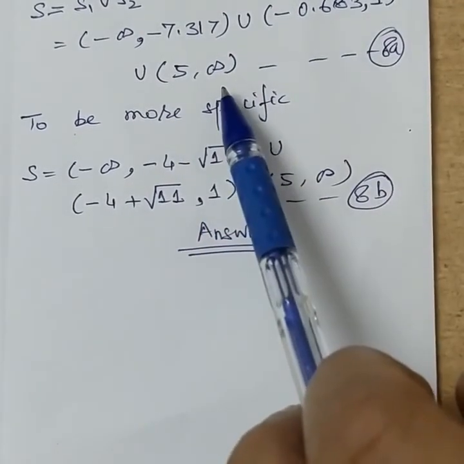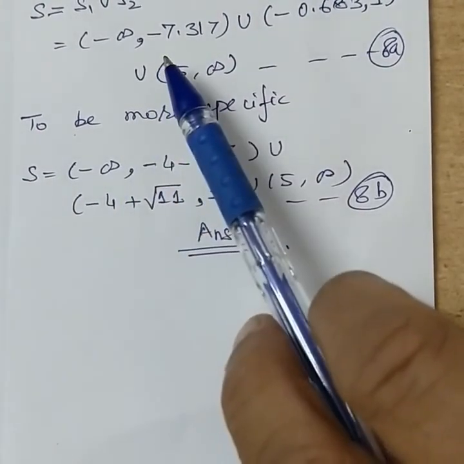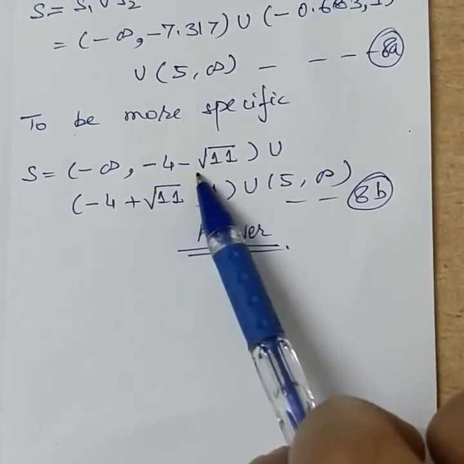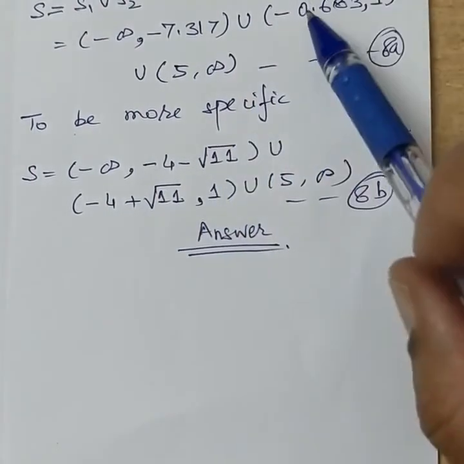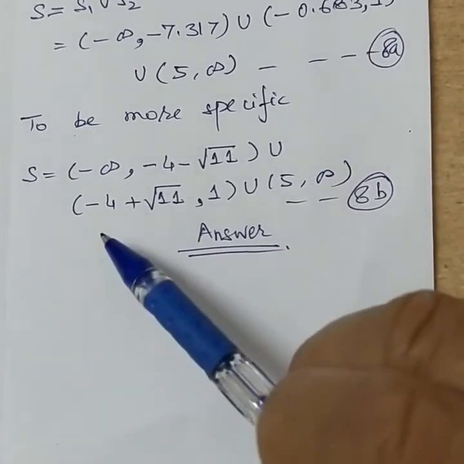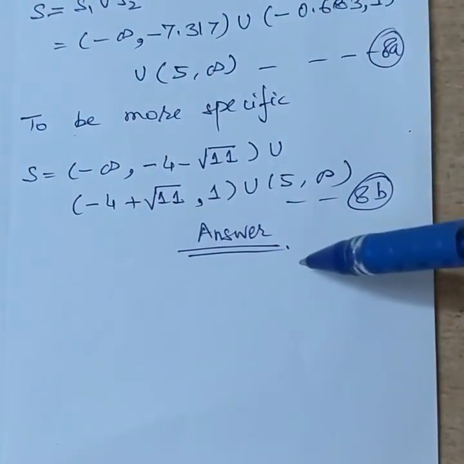union 5 infinity. To be more specific, we can replace minus 7.317 with minus 4 minus under root 11 and minus 0.683 with minus 4 plus under root 11. So this is the answer to our question.